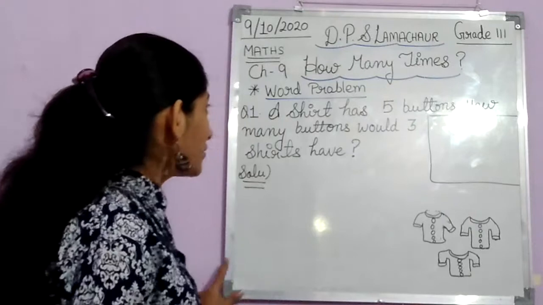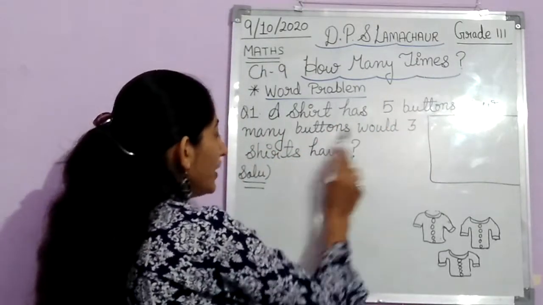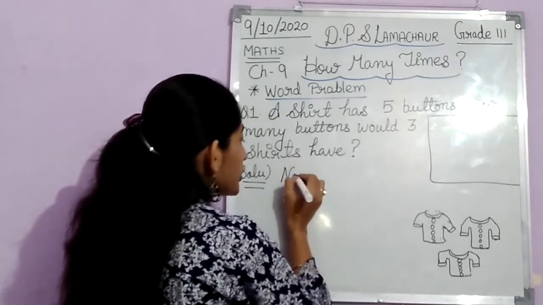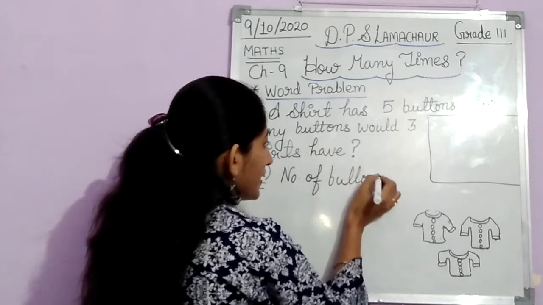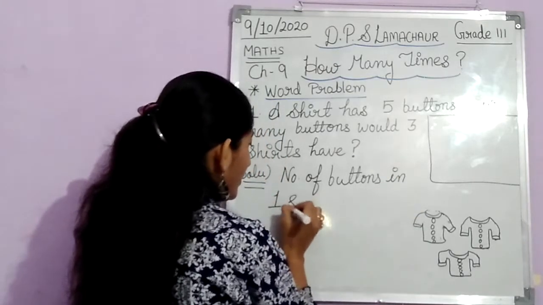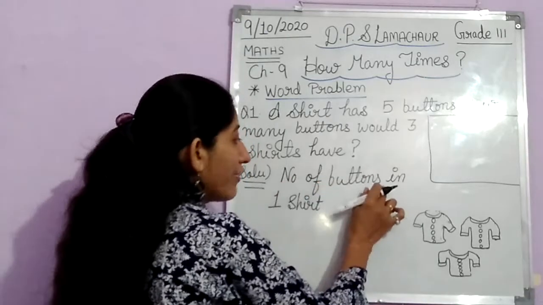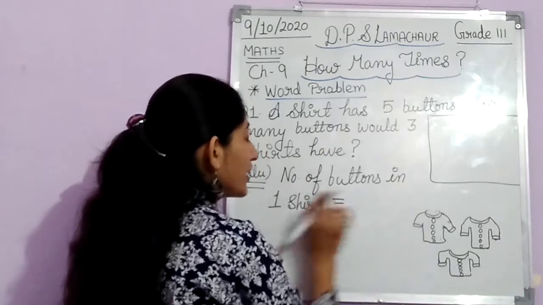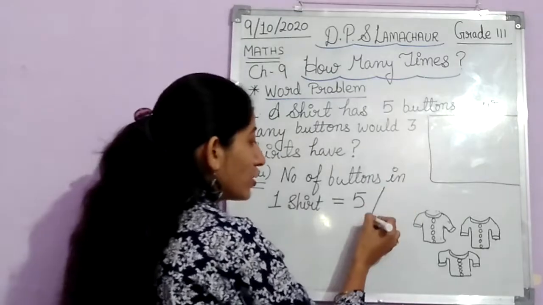चलिए, how we will do now? A shirt has 5 buttons. How many buttons would 3 shirts have? So what we can say? Number of buttons in one shirt. Or we can simply write one shirt has 5 buttons. आप इसे ऐसे भी लिख सकते हैं, number of buttons in one shirt 5. Or you can write it like this also.